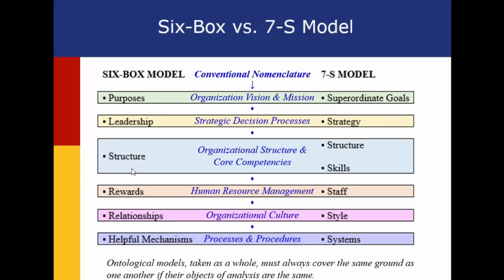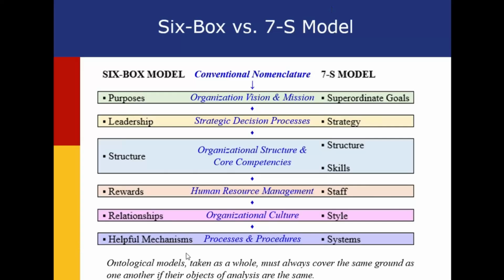And then we get to structure. And structure in the 6-box model corresponds to structure and skills, because skills are core competencies and organizational capabilities in the 7S model. So the 7S model has separated them out. You can kind of see why. It sort of makes sense. But it would be organizational structure and core competencies.